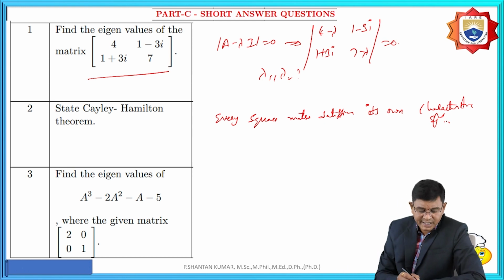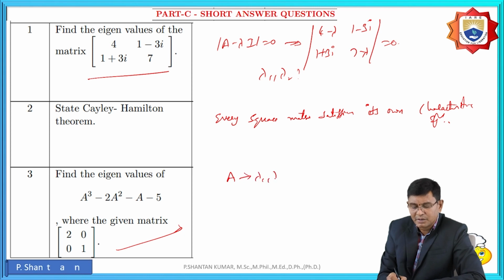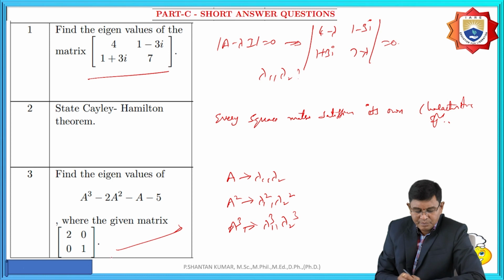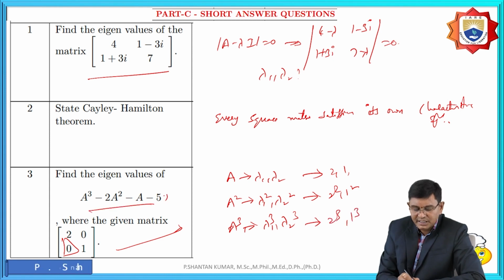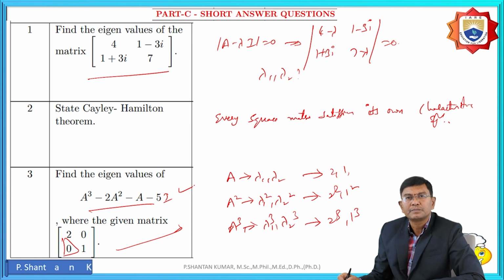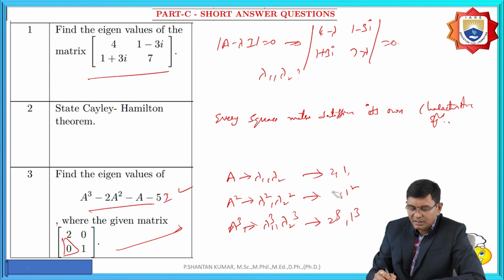And find the eigenvalues and eigenvectors of this matrix by the property. If the eigenvalues are lambda 1, lambda 2, then A square has lambda 1 square and lambda 2 square, and A cube has lambda 1 cube and lambda 2 cube. In this matrix the eigenvalues are 2, 1, so again 2 square, 1 square, and 2 cube, 1 cube, and you replace in this equation and you get the solutions. By the property we apply 2 square and 2 cube.